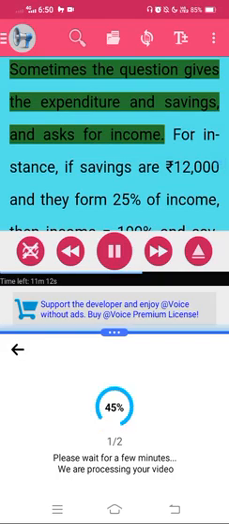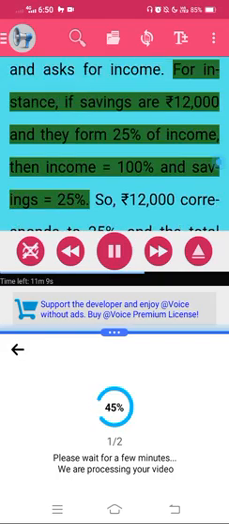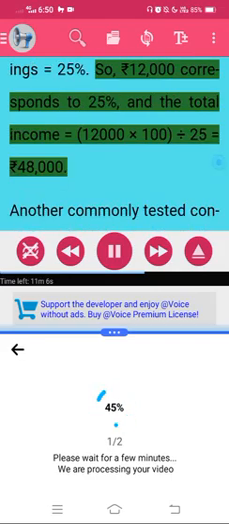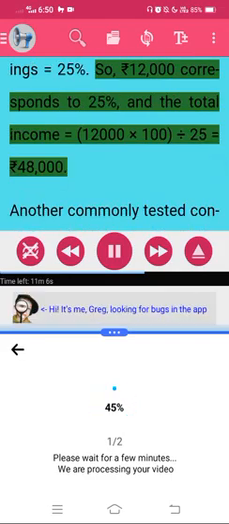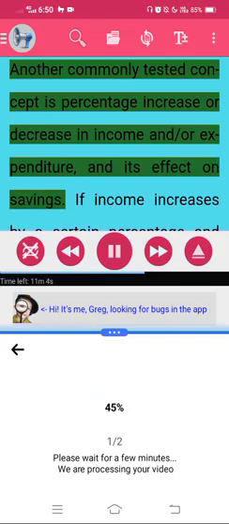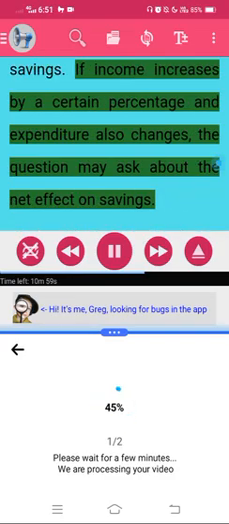Sometimes the question gives the expenditure and savings and asks for income. For instance, if savings are 12,000 rupees and they form 25% of income, then income equals 100% and savings equals 25%. So, 12,000 rupees corresponds to 25%, and the total income equals 12,000 times 100 divided by 25 equals 48,000 rupees. Another commonly tested concept is percentage increase or decrease in income and/or expenditure and its effect on savings. If income increases by a certain percentage and expenditure also changes, the question may ask about the net effect on savings. Let us take an example.